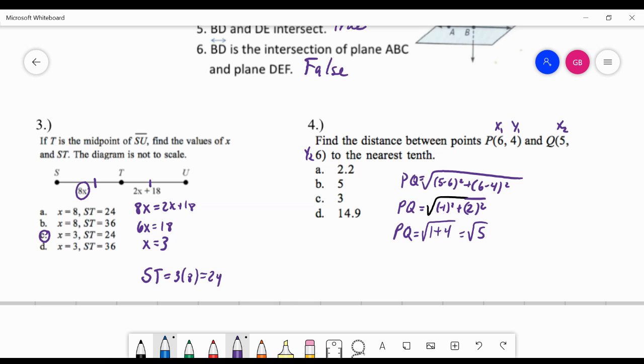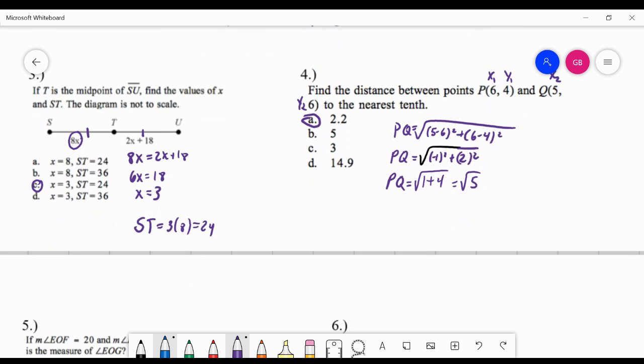Okay, and then the square root of 5, well, you know that 2 times 2 is 4, so it has to be more than 2. 3 times 3 is 9, so it has to be less than 3. So the only one that works is letter A. But you could put that into the calculator. You could put the square root of 5 in the calculator, and you also get approximately 2.2.